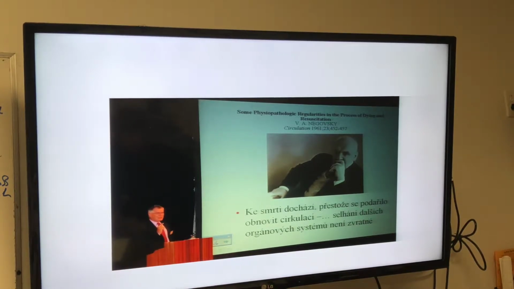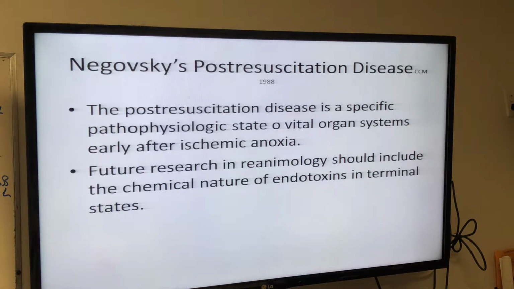And that science didn't cross, because at that time it was the Cold War, so that science from Russia did not really make it to the Western part as much. People heard about it but never applied it. Negrovsky in 1988. That's after the Cold War, I guess.